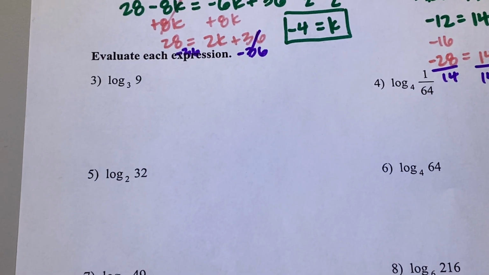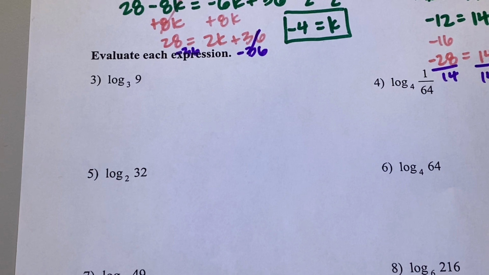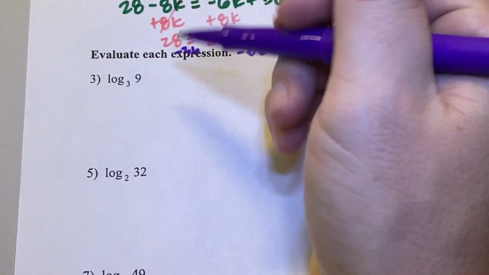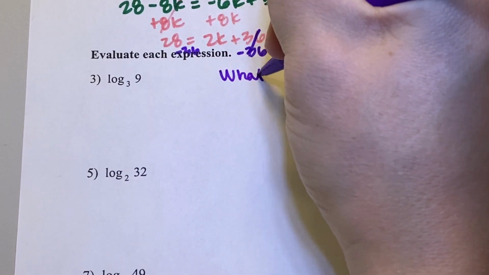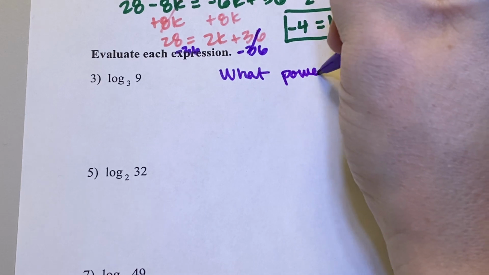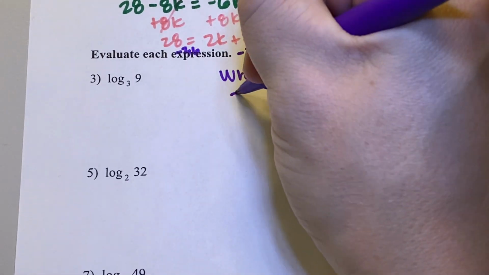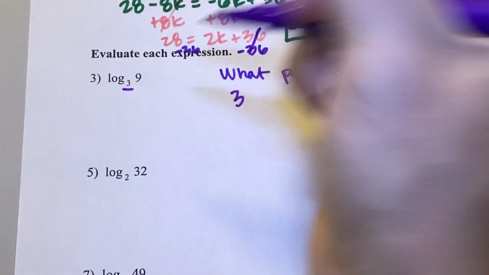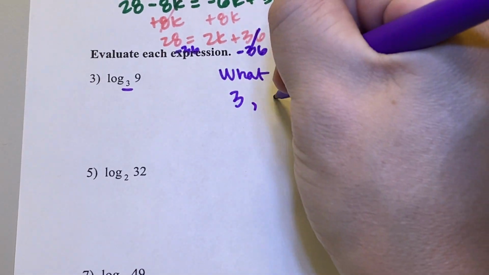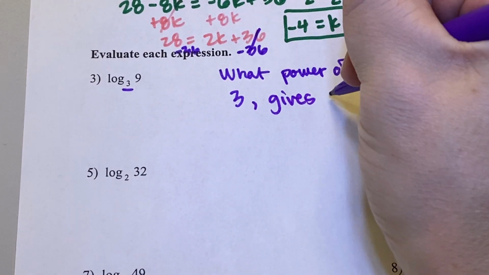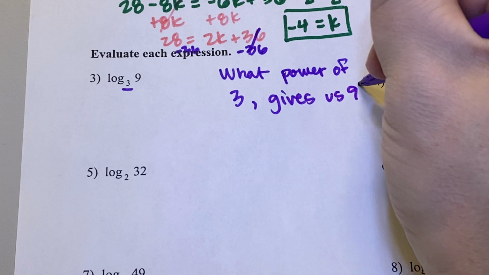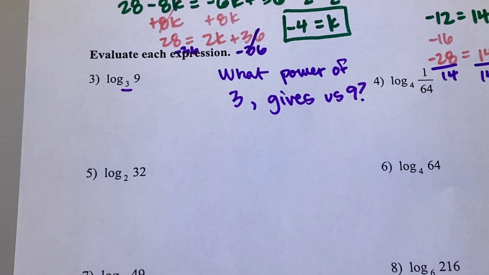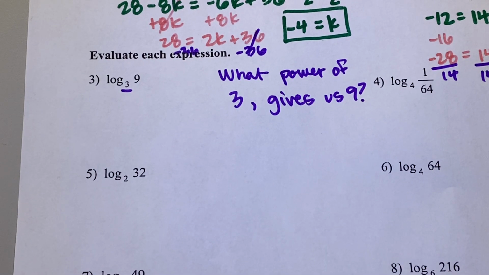Okay, so let's go ahead and remind ourselves, what is it actually saying here? I want you to write this in words on your paper, because this helped us a lot. This is saying, what power of 3, right? My base is 3. What power of 3 gives us 9? What power of 3 does give us 9?